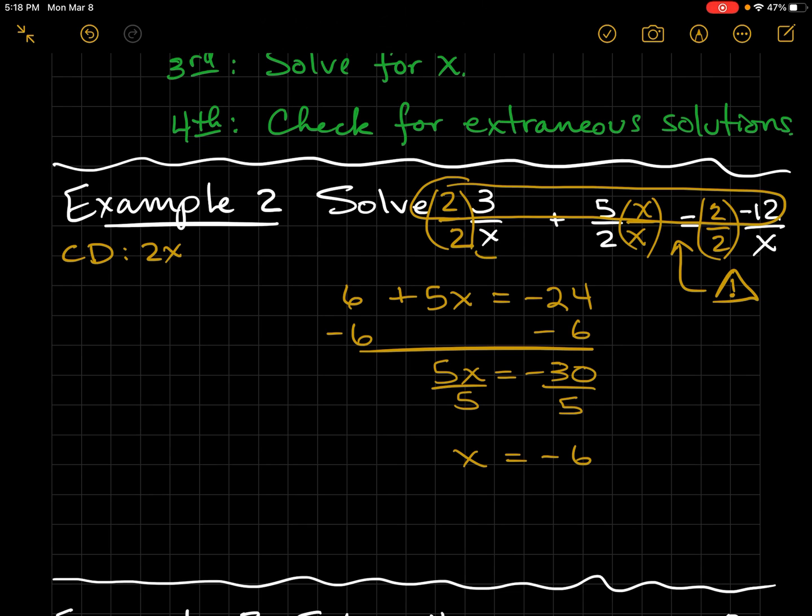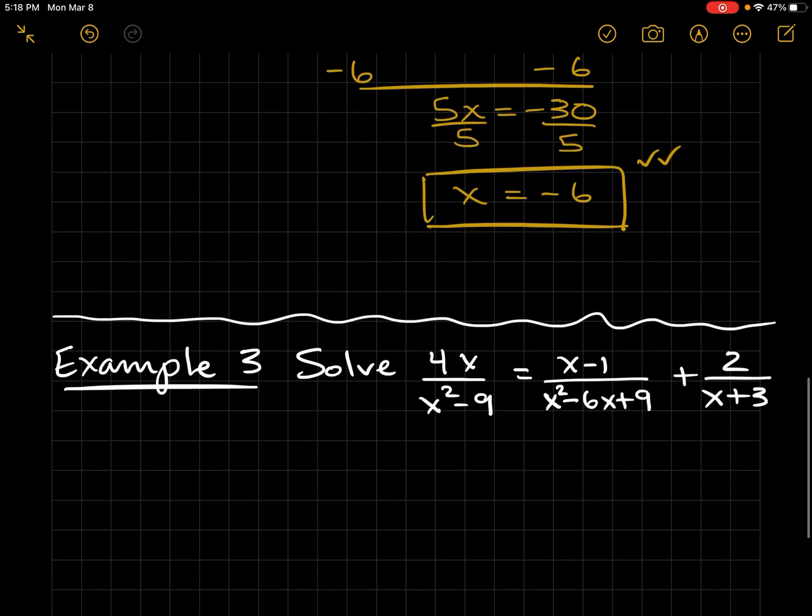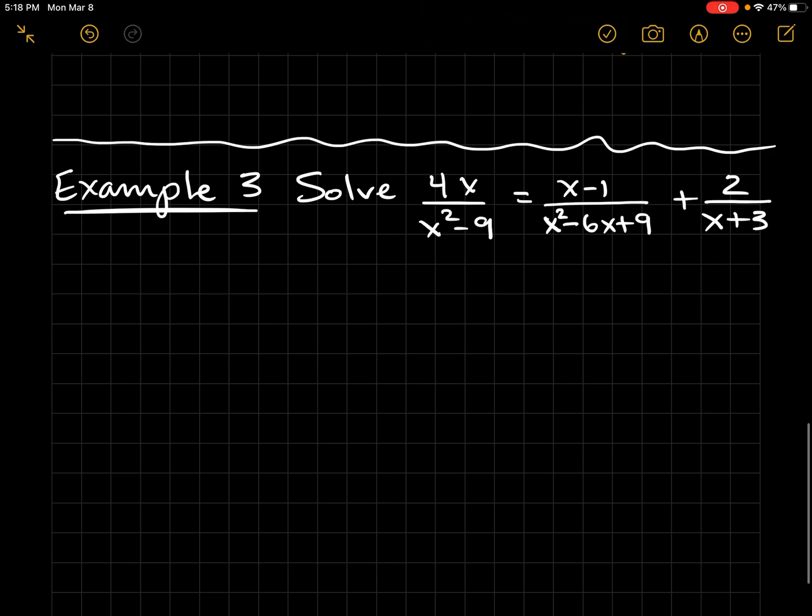Now I have to double check. If I plug in negative 6, safe, safe. So I have to double check for extraneous. And notice you can just really look at it and tell.